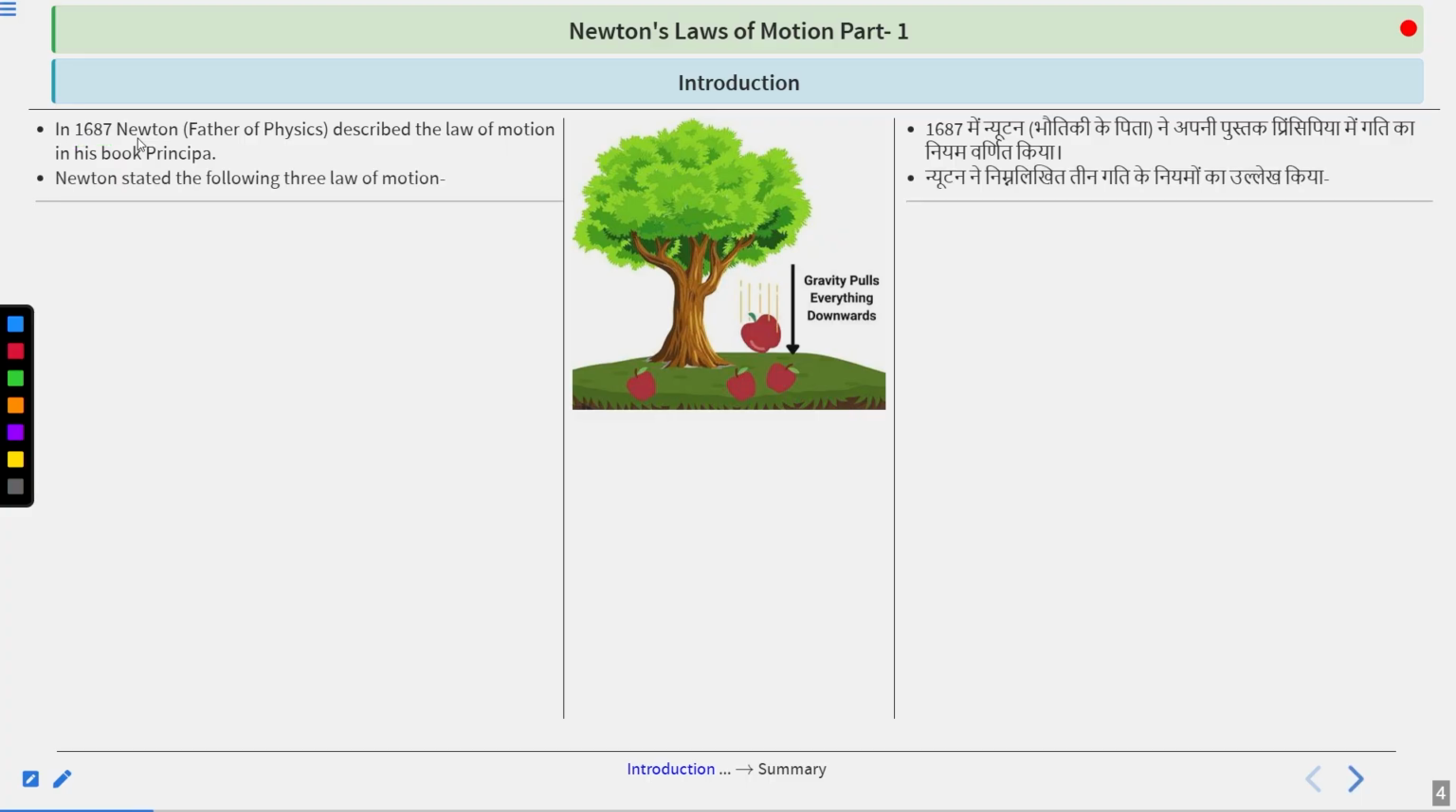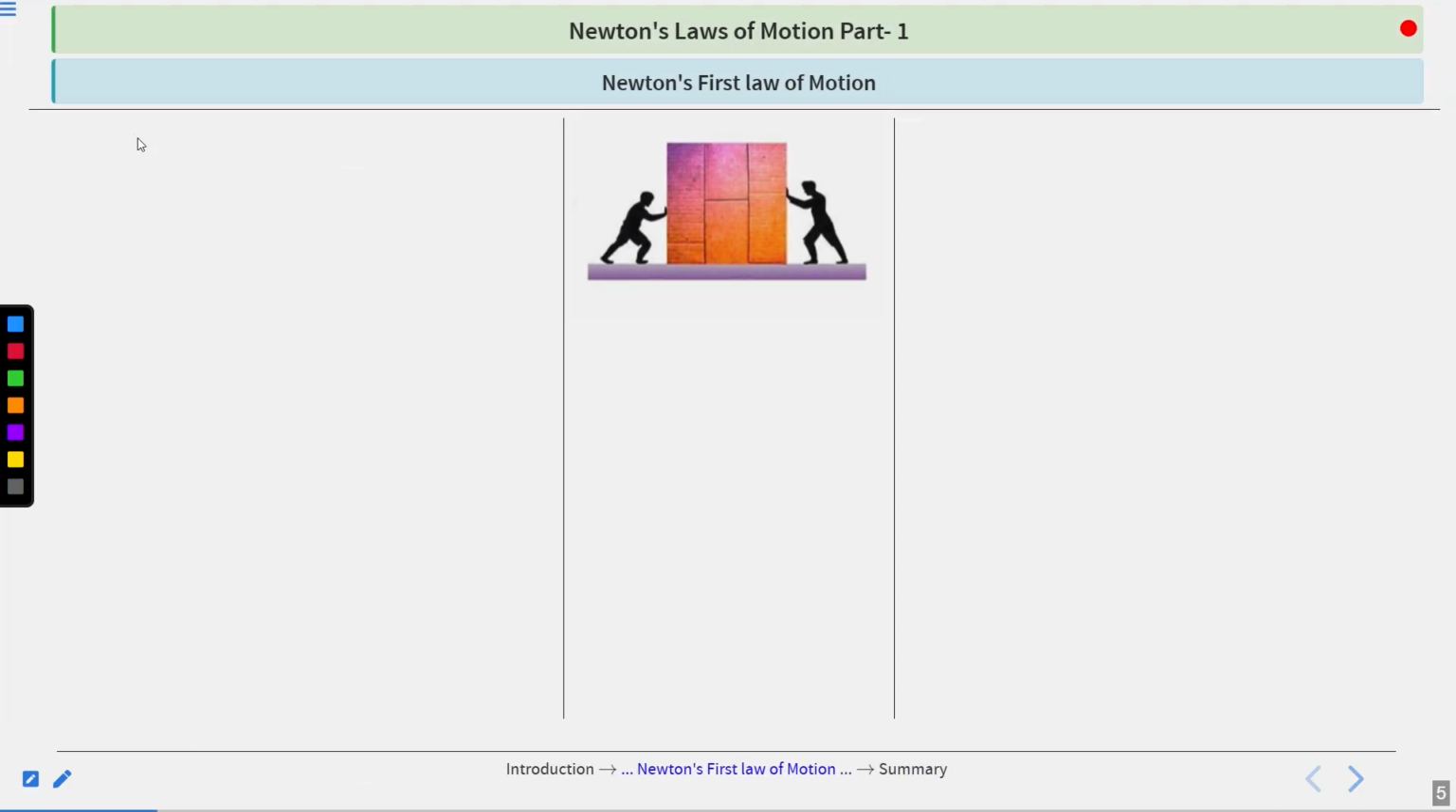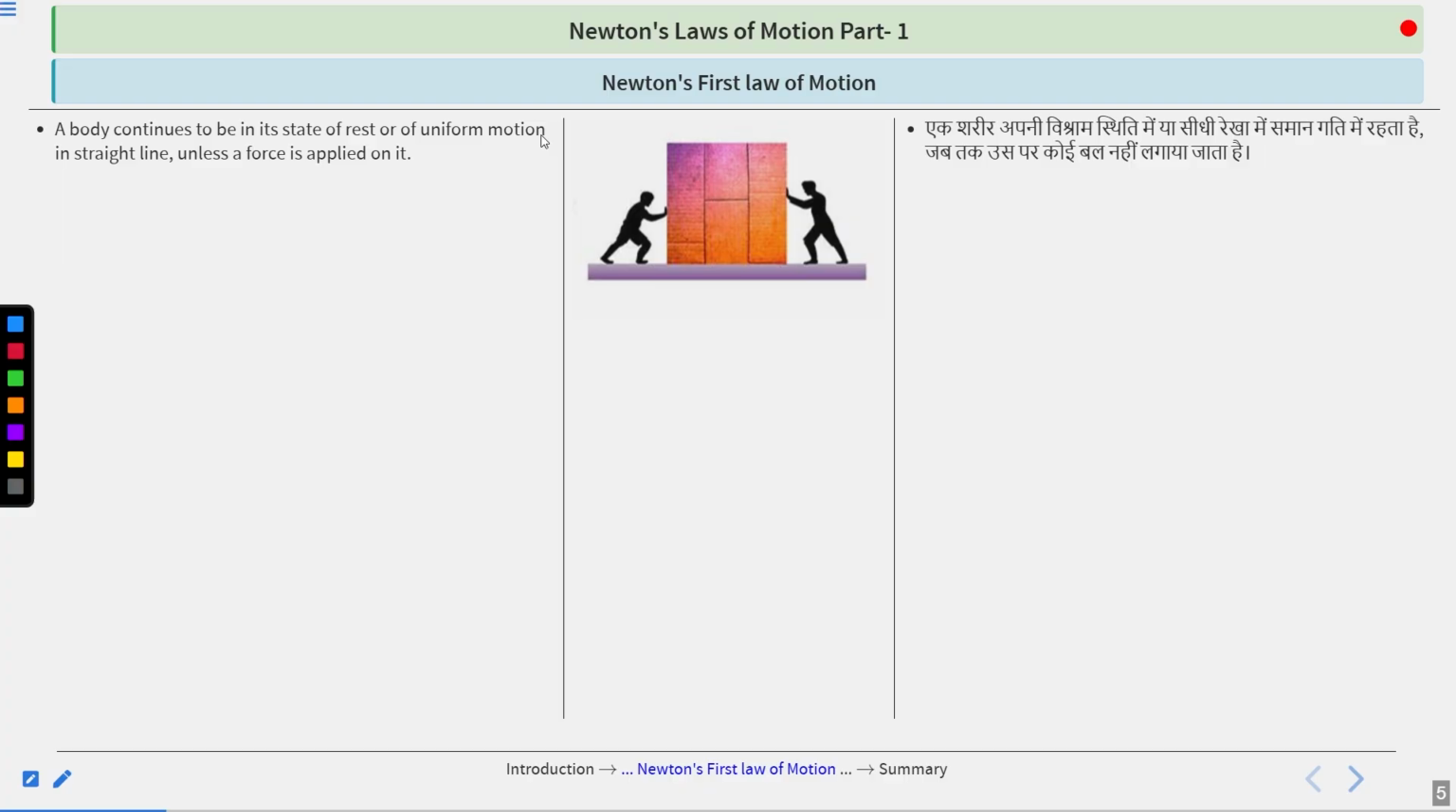Newton stated the following 3 laws of motion, because in the index we had seen that there are 3 laws of motion. So when we try to track them down, first is the first law of motion that we have to discuss. In his first law of motion, he said, a body continues to be in a state of rest or of uniform motion in a straight line unless a force is applied on it.